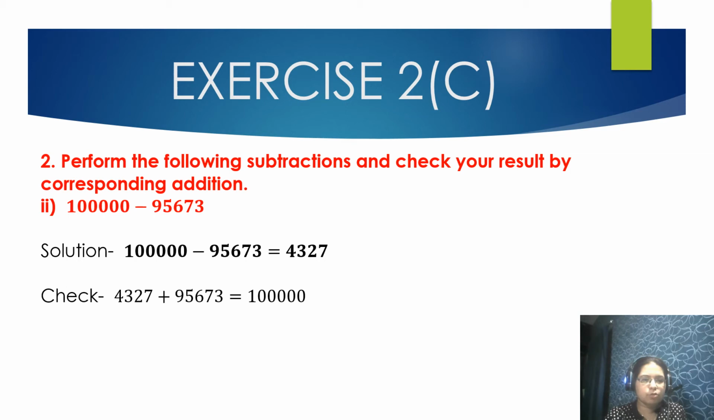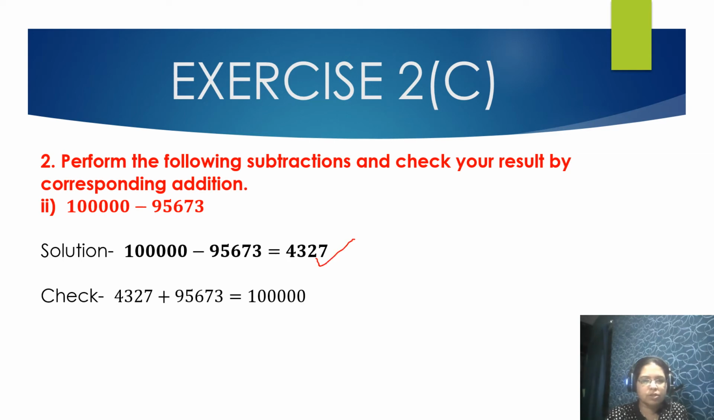And now we will solve question number second bit. Question number second bit is 1 lakh minus 95,673. We have to subtract 95,673 from 1 lakh, and we get the number 4,327.